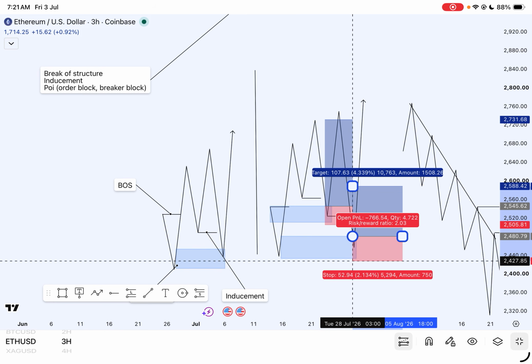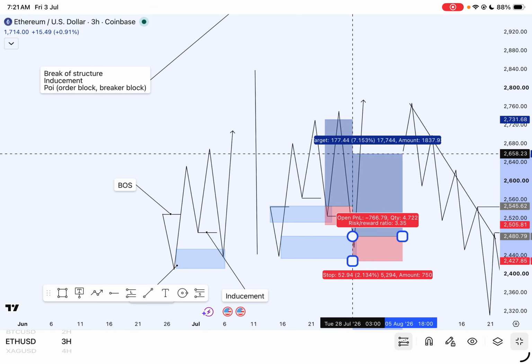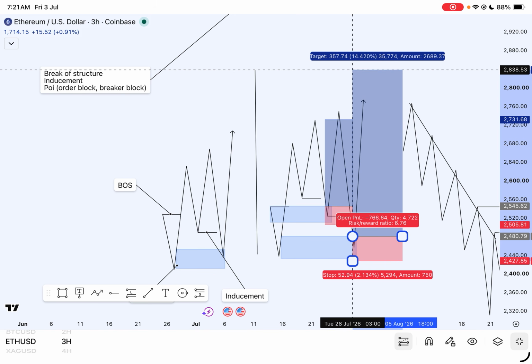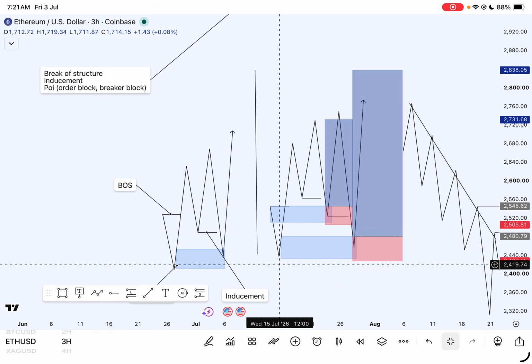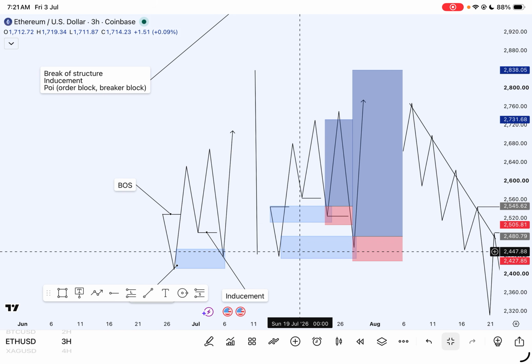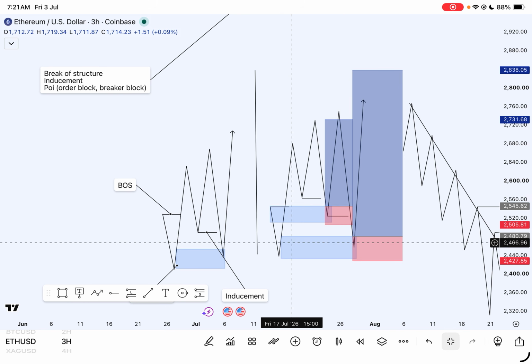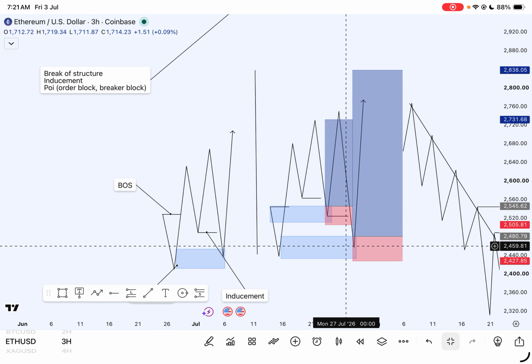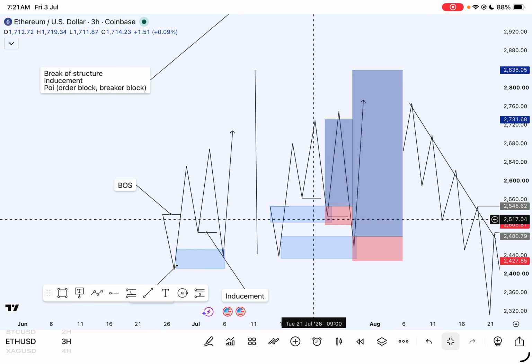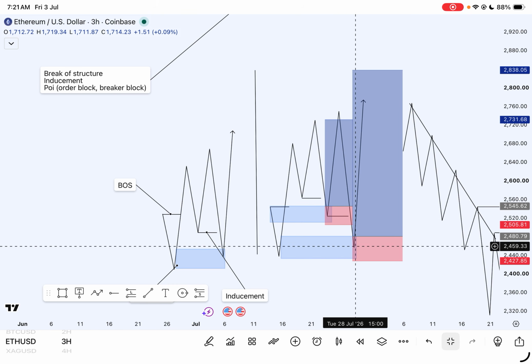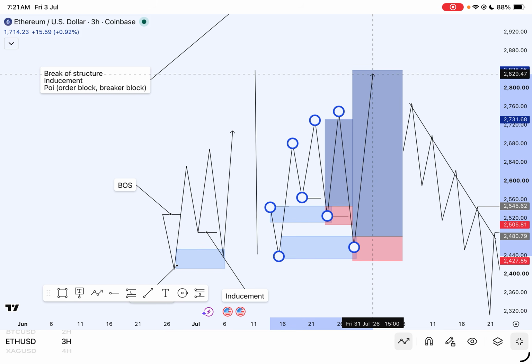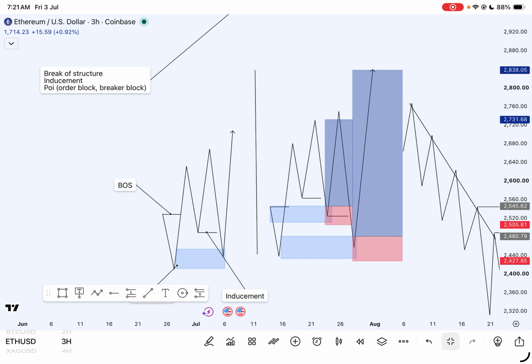Your SL will just be below, and now you are safe to target your overall high, because of what? There's no more valid point of interest for price to go back to. Price has already used your breaker block, and now it's coming back to use your other block. So this first entry will be serving as an inducement for this breaker block to hold. It is as simple as that.